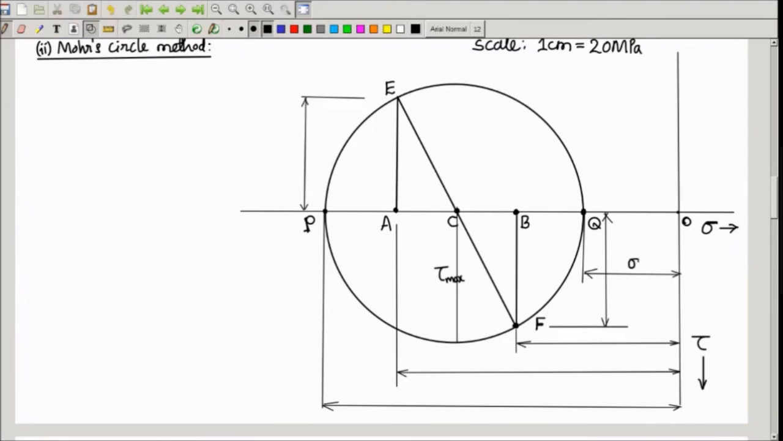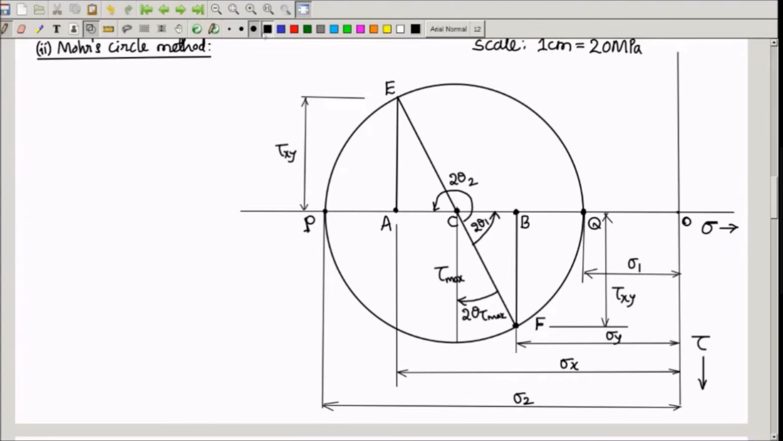This is tau max. So this is sigma 1, this is tau xy, this is sigma y, this is sigma x, this is sigma 2, and this is tau xy. This angle is 2 theta 1. This angle is 2 theta tau max, and this angle is 2 theta 2.